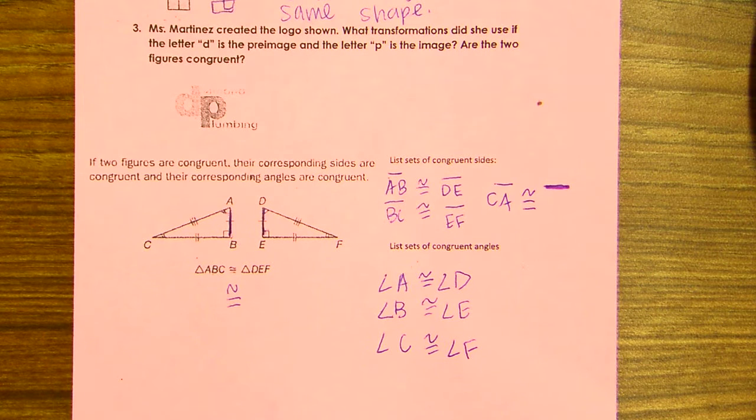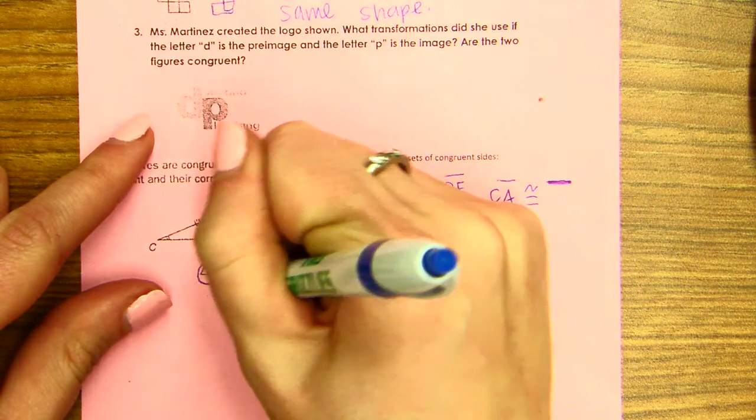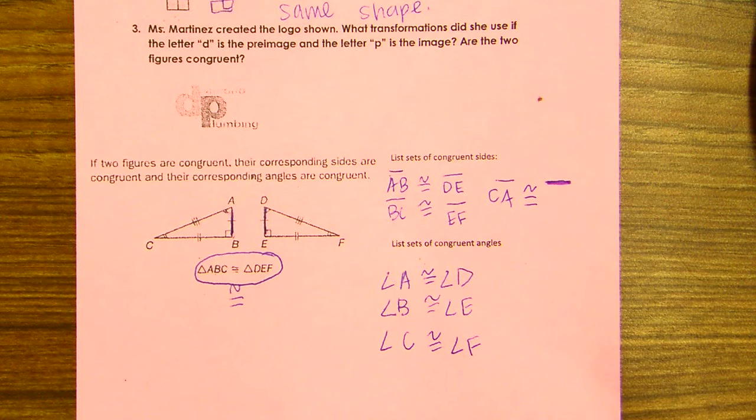If you are asked to list congruent statements for a problem on your homework, quiz, test, anything like that, you have to write one for the whole figure just like they already had down here for you. And then you have to do it for all the sets of congruent sides and all the sets of congruent angles. So you have to do it for all of these.